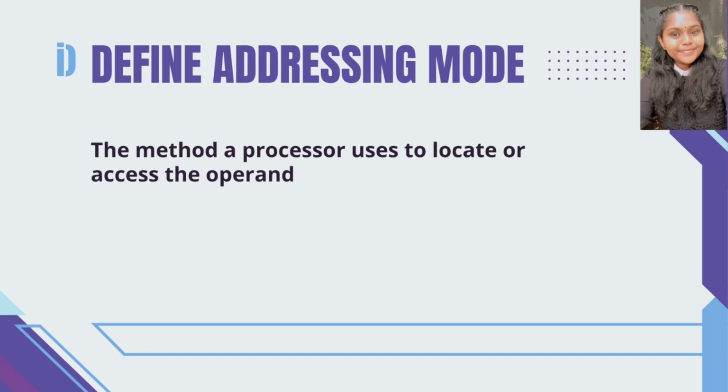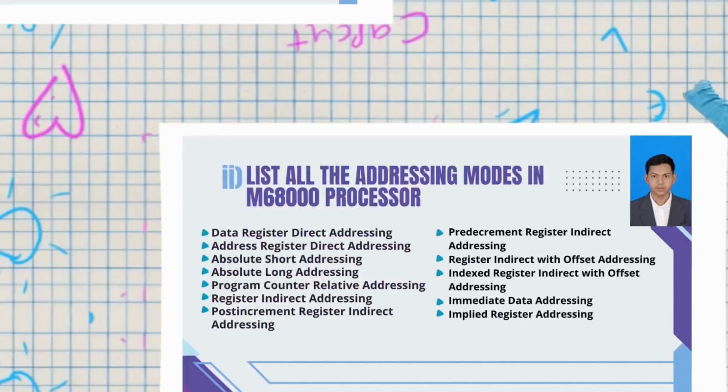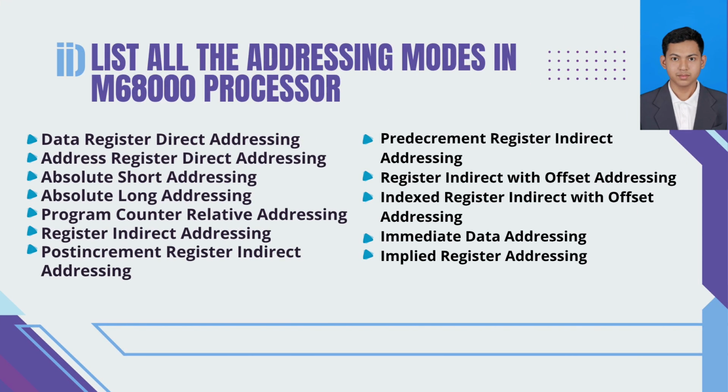Question 1, Roman 1. Define addressing mode. The method a processor uses to locate or access the operand. This is all the addressing modes in the M68000 processor. First, data register direct addressing.